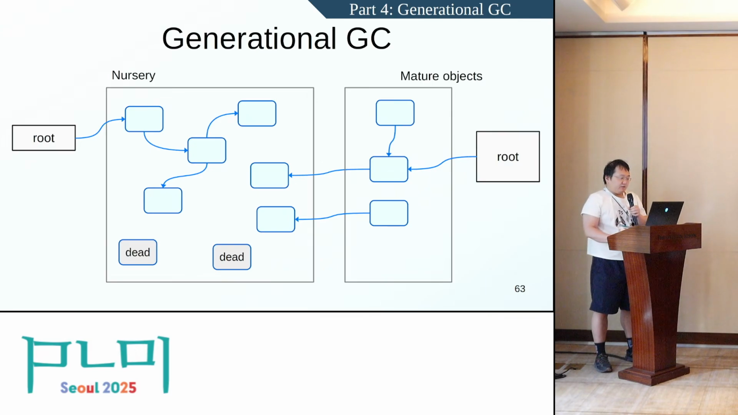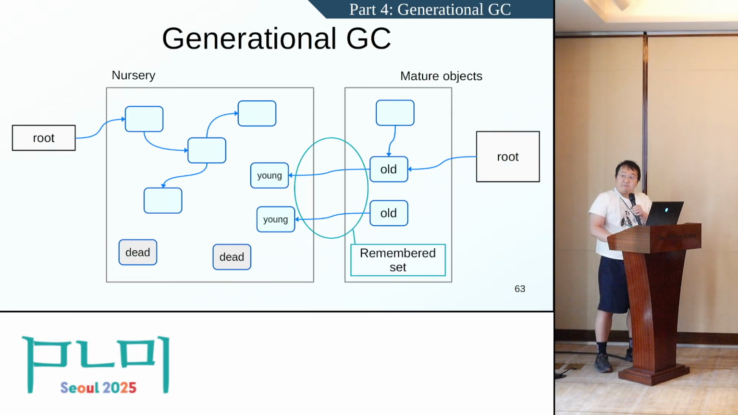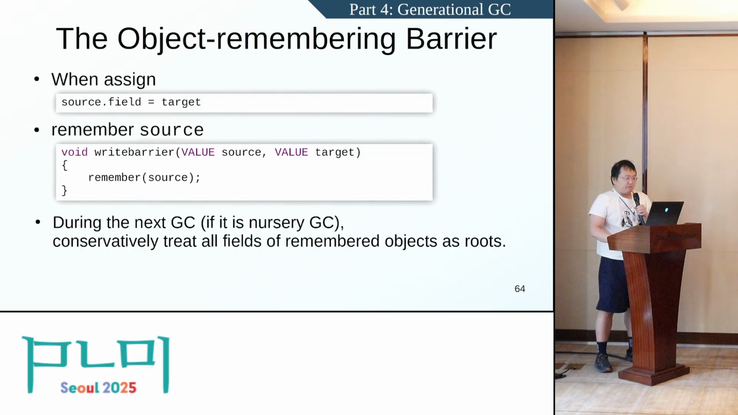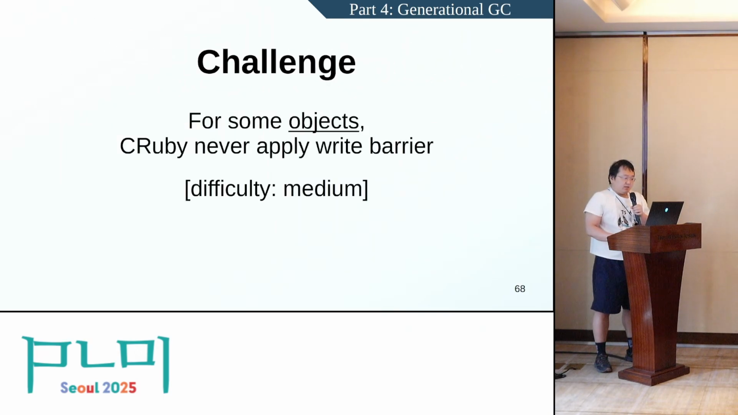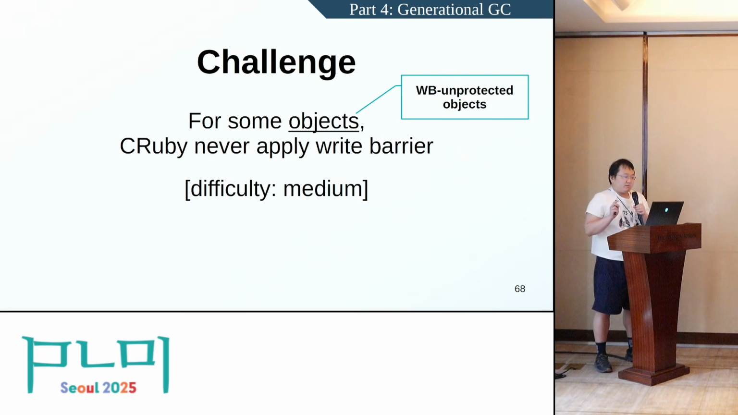To support generational GC, it's important to identify the remembered set, that is the references from old to young objects. There are many ways to do this, and one way is to use the object remembering barrier. When assigning, we just remember the source object so that during the next nursery GC, it conservatively treats their fields as roots. Supporting the write barrier is easy, just wire that function to that function and it is done, but the real challenge is that CRuby never applies the write barrier to some of the objects. Those objects are called write barrier unprotected objects, or WB unprotected objects.